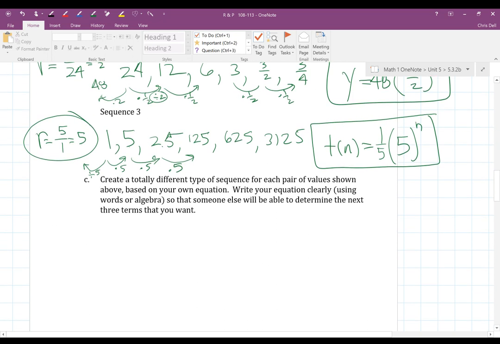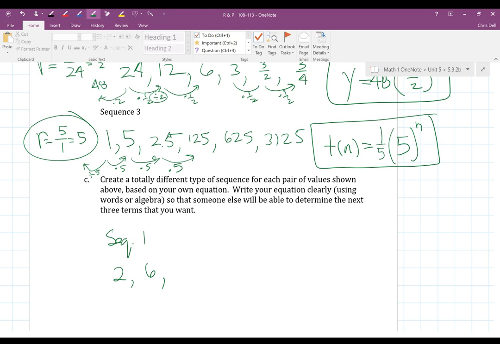The last part here talks about creating a totally different type of sequence for each pair of values shown above based on your own equations. Write your equation clearly using words or algebra so that someone else can determine the next 3 terms you want. If I started off with that sequence 1, it started with 2, and then it went to 6, and then we had a 4 term. The 2 types we've already explored were arithmetic and geometric. So we're going to do something that's not arithmetic or geometric. What could that be, right?